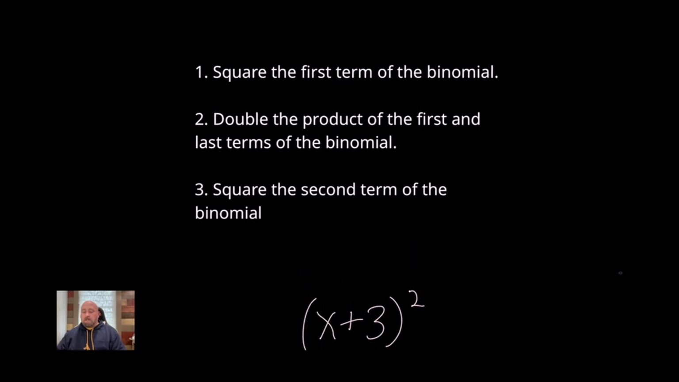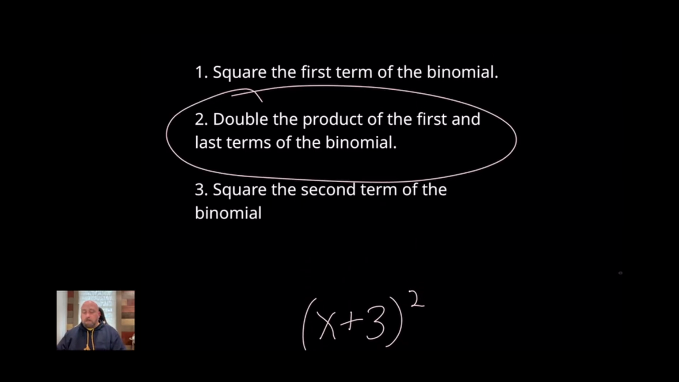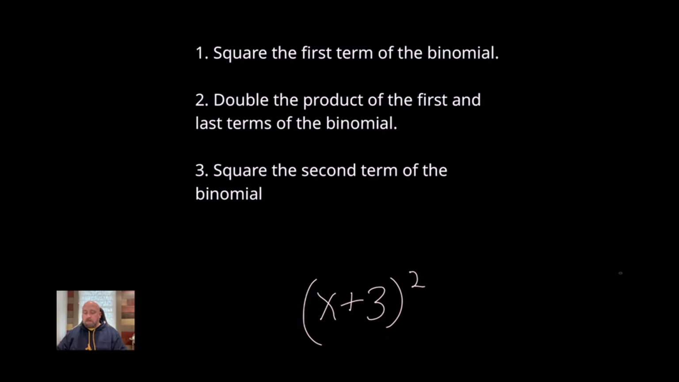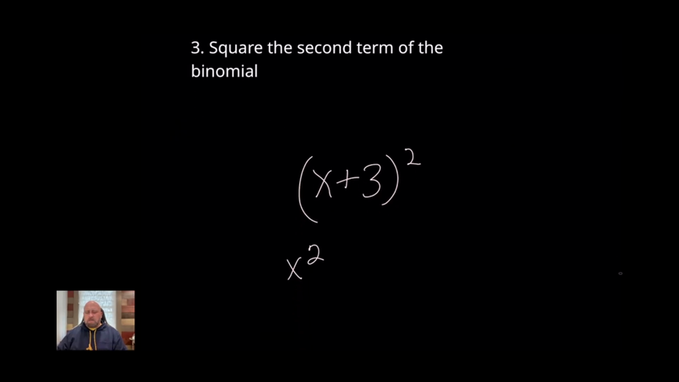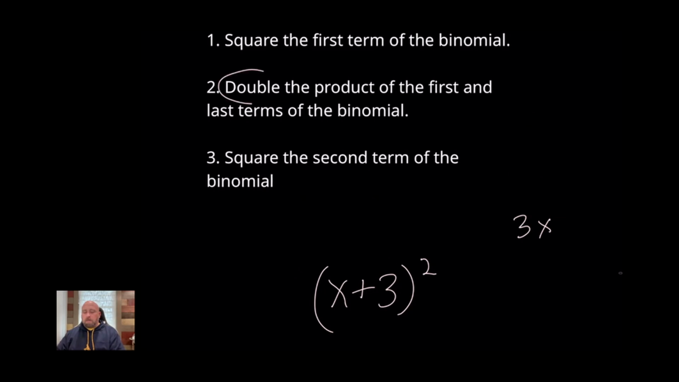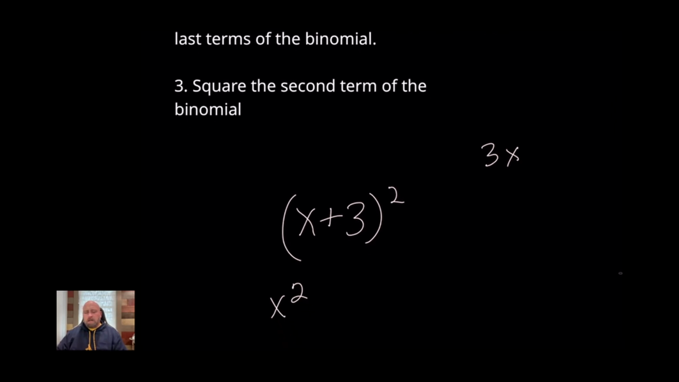Okay. Number 2, double the product of the first and last terms of the binomial. So here's the first term, here's the last term. What's the product? What's x times 3? X times 3 is 3x. And now what does it say? It says double the product. What's double the product? Well, 3x plus 3x, that's doubling it. Or you could say times 2. Either way, doubling it means times 2.